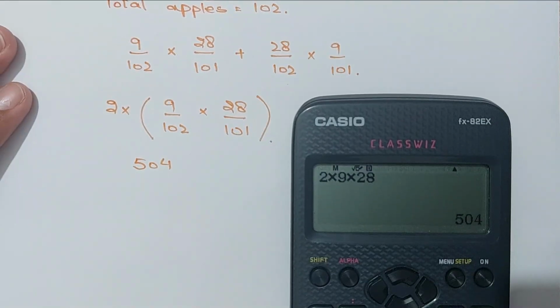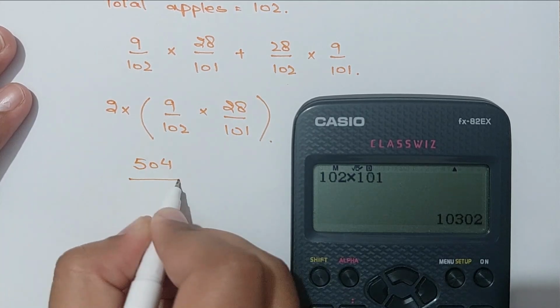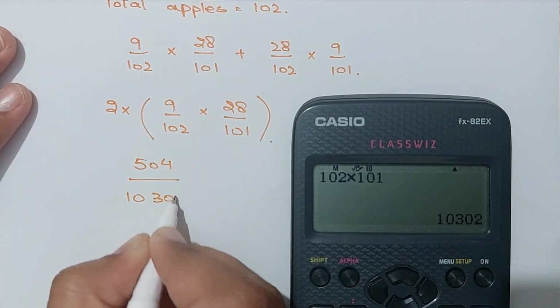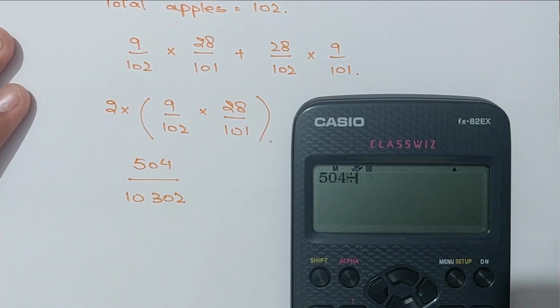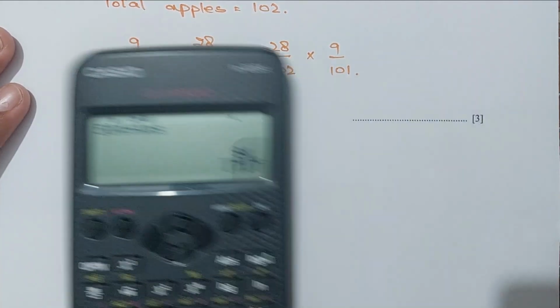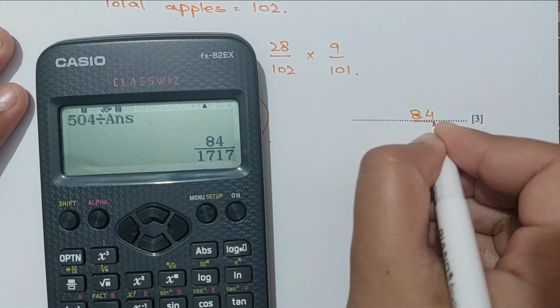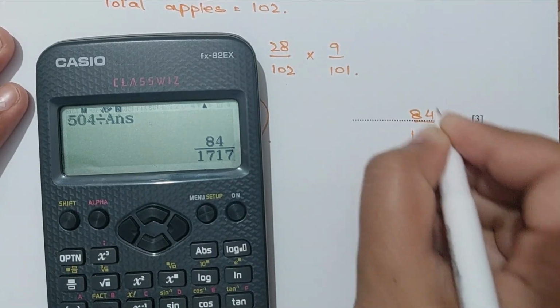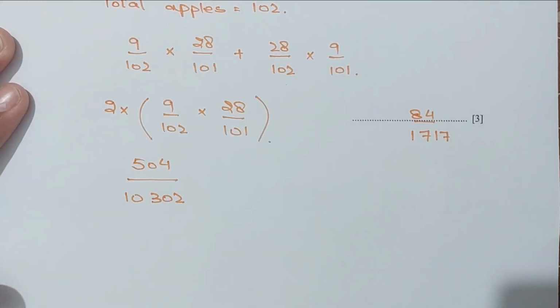Okay, and the other one is 102 times 101, which is 10302. 504 divided by that, the answer is 84 out of 1717. So this is a fraction in its simplest form. You can keep it as it is, or both are okay.